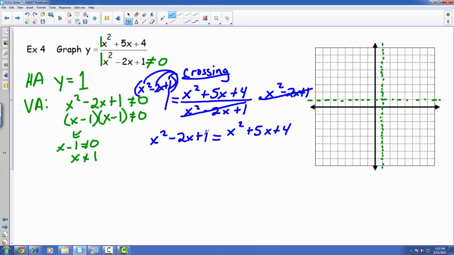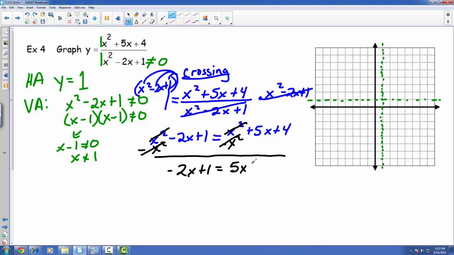Now, when we want to solve for x to see where that crossing is occurring, we can go ahead by subtracting x squared from both sides. When we do that, all the x squared terms are canceled and gone, leaving us with negative 2x plus 1 on the left and 5x plus 4 on the right.